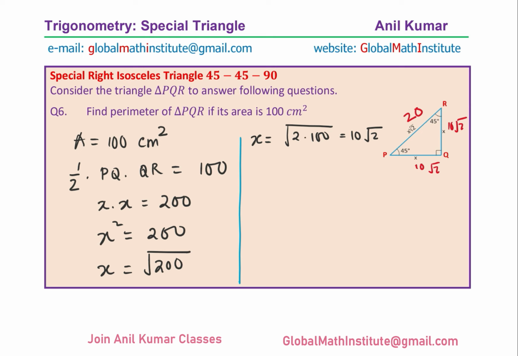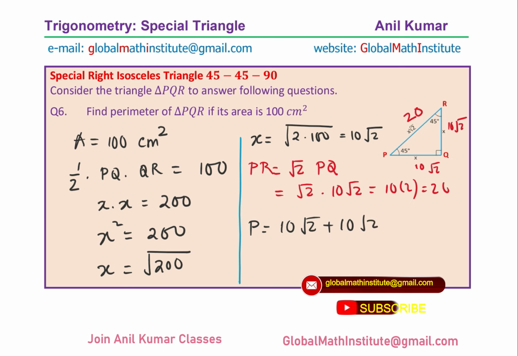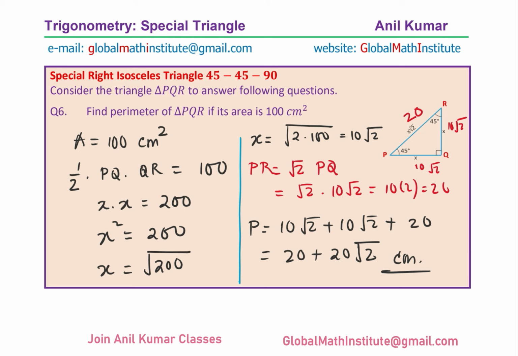So we can write PQ as PR rather, right? So we'll just calculate it. Hypotenuse PR is square root 2 times PQ, right? So which is equal to square root 2 times 10 square root 2, which is 10 times 2 or 20. Make clear? So now we need to find the perimeter, and so we can write down that the perimeter is the sum of all the sides, which is 10 square root 2 plus 10 square root 2, plus 20. And that gives you 20 plus 20 square root 2. Units being centimeter. Is that clear to you? So that is how we could easily answer this question.